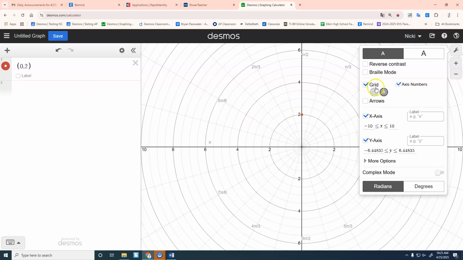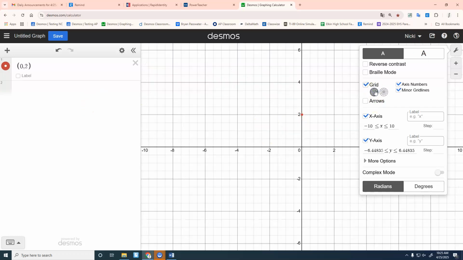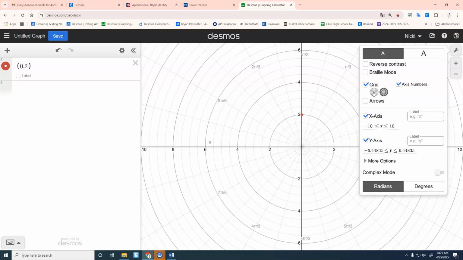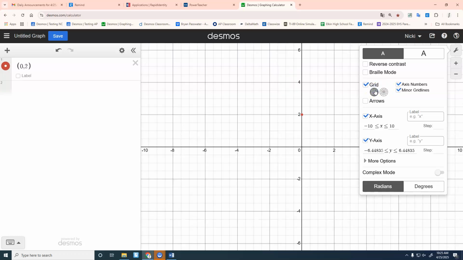But whenever Desmos switches back and forth, it's not moving that point. It's just changing the background, right? So they're sort of on top of each other right there.